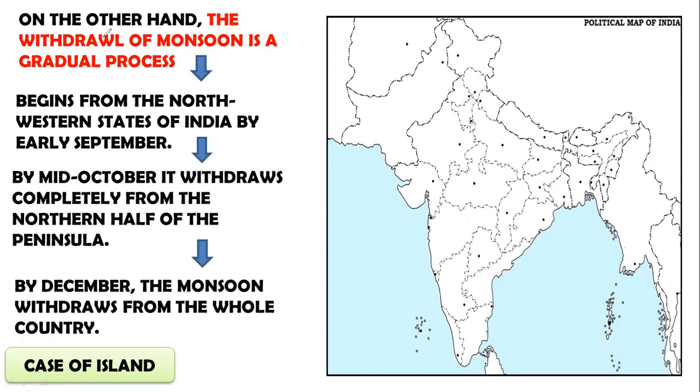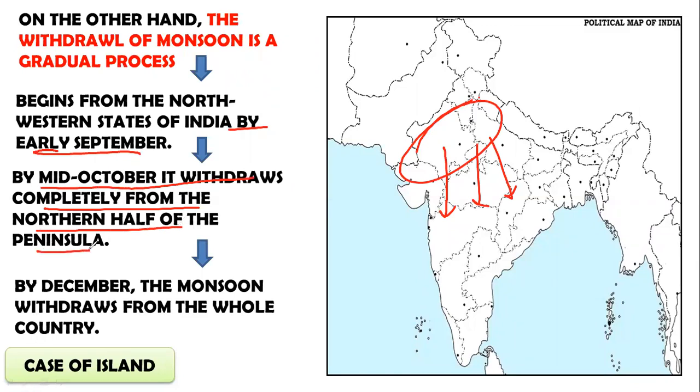But the withdrawal of monsoon, when the monsoon winds are retreating, going back, is a gradual process. It happens very slowly. It begins from the northwestern states, where the winds start retreating by early September. By mid October, it withdraws completely from the northern half of the peninsula. Now, there is no rainfall in the entire northern half of the Indian peninsula, and by December, the monsoon withdraws completely from the entire country.